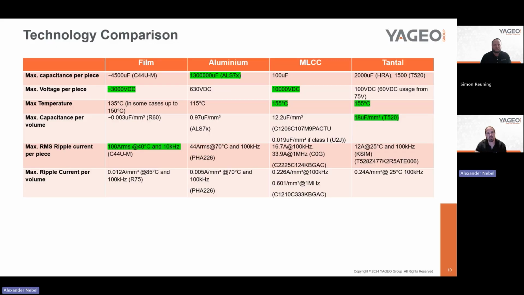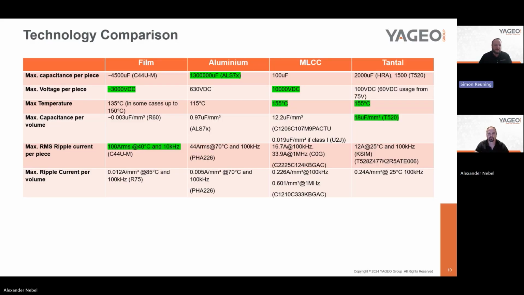So here you can have a first start, and you see also the maximum temperature, the maximum ripple current per piece, and the maximum ripple current per volume, which gives you the next indicator of which product might be the best for my solution.